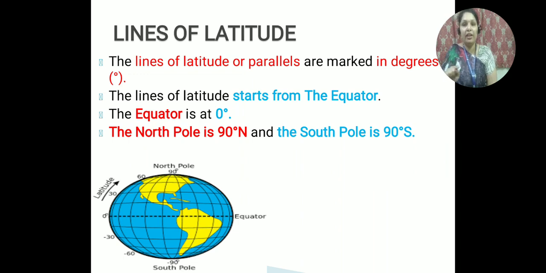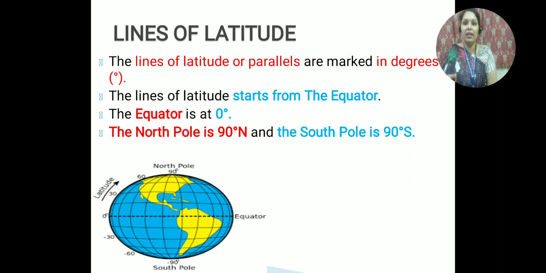And the line of latitude starts from the equator, from the middle. The equator is at 0 degree, because the lines of latitude start from the equator only. The north pole is 90 degree north and the south pole is 90 degree south.